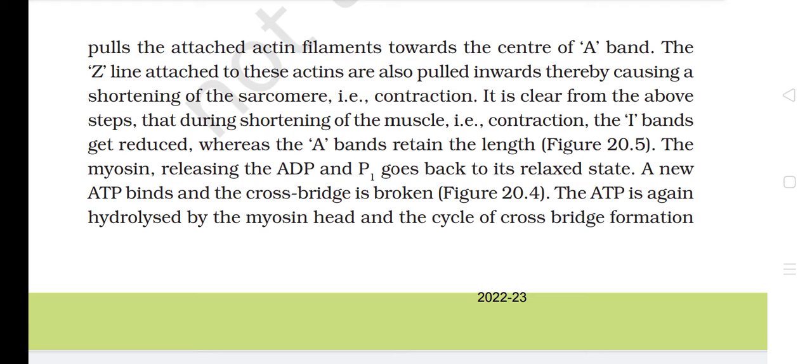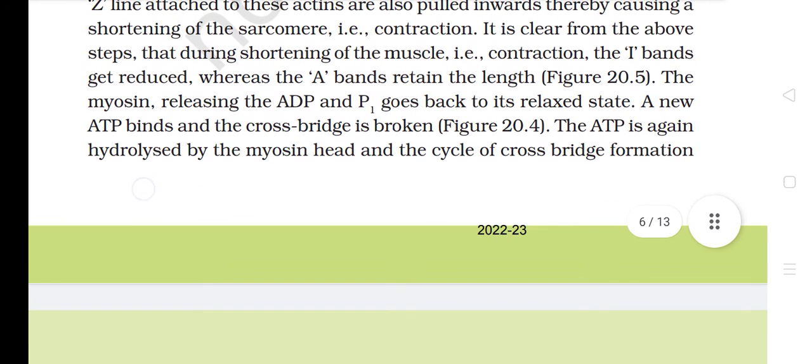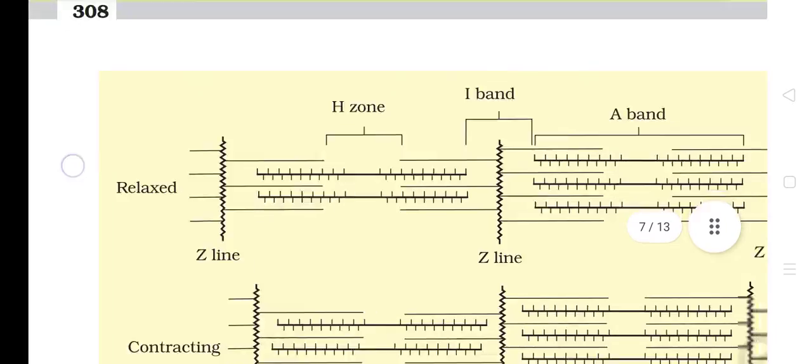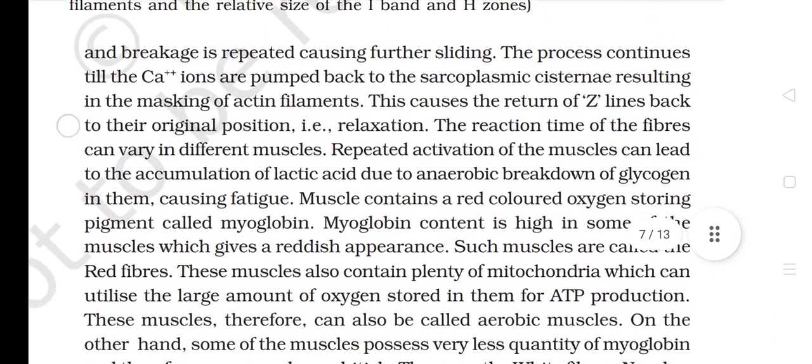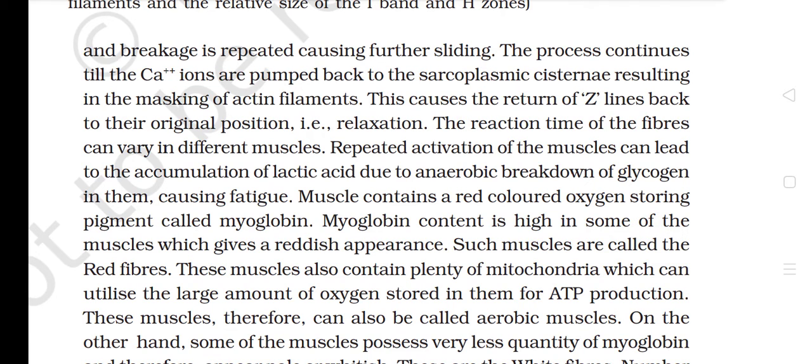The myosin, releasing the ADP and Pi, goes back to its relaxed state. A new ATP binds and the cross bridge is broken. The ATP is again hydrolyzed by the myosin head and the cycle of cross bridge formation and breakage is repeated, causing further sliding. The process continues till the calcium ions are pumped back to the sarcoplasmic cisternae, resulting in the masking of actin filaments. This causes the return of Z lines back to their original position, that is, relaxation.